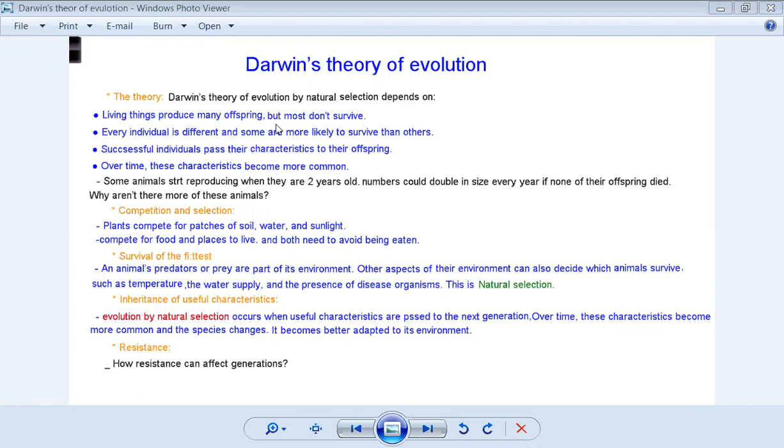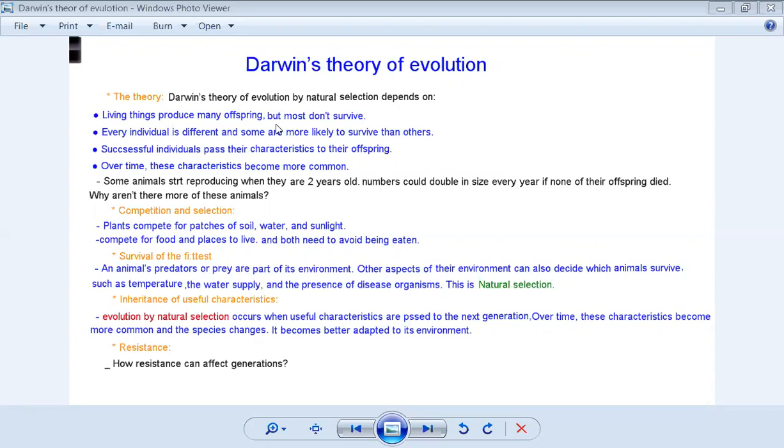Competition and selection. Plants compete for patches of soil, water, and sunlight. Animals compete for food and places to live, and both need to avoid being eaten. Plants compete for patches of soil, so they can extend their roots deep down into the ground for more soil, to absorb more minerals and water.